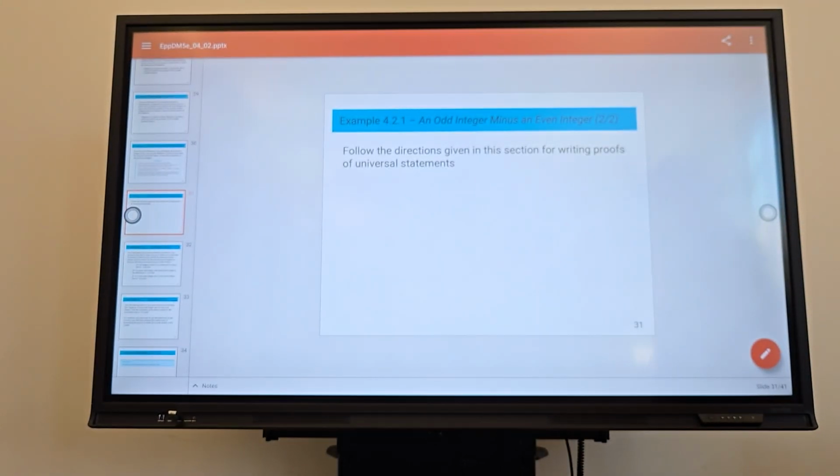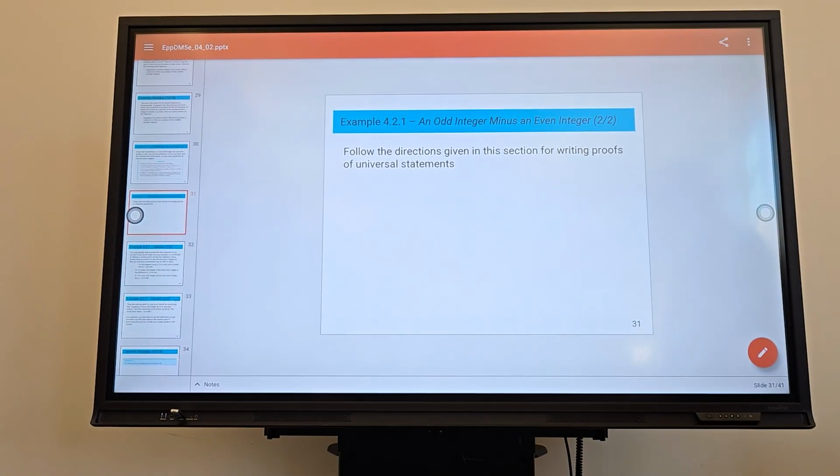So the following directions follow the directions in this section for writing proofs of universal statements. Well, first state the theorem to be proven.